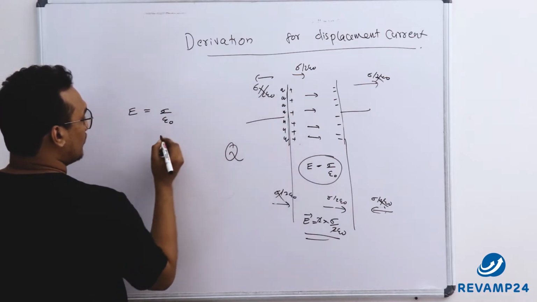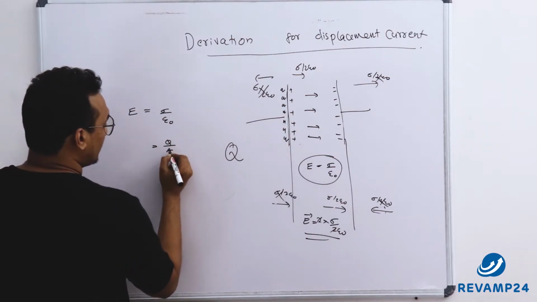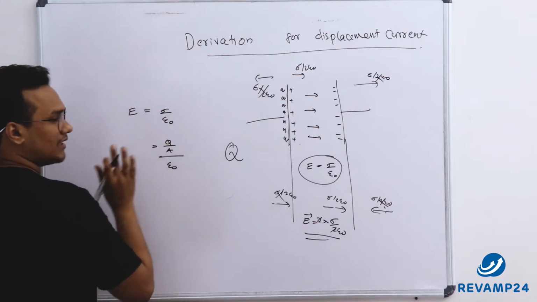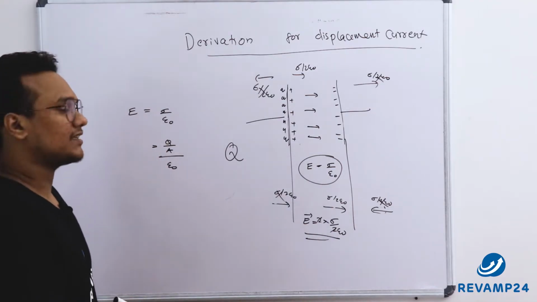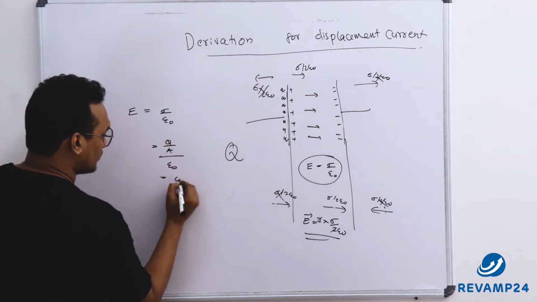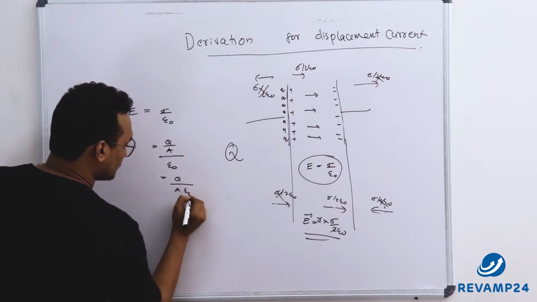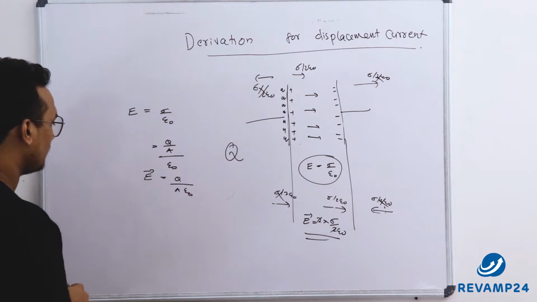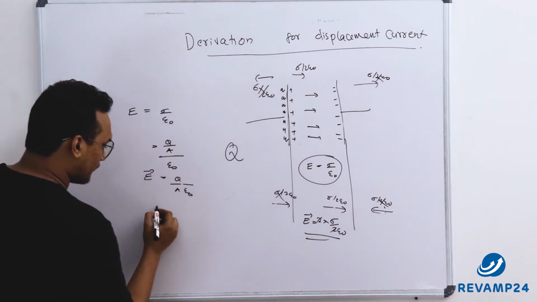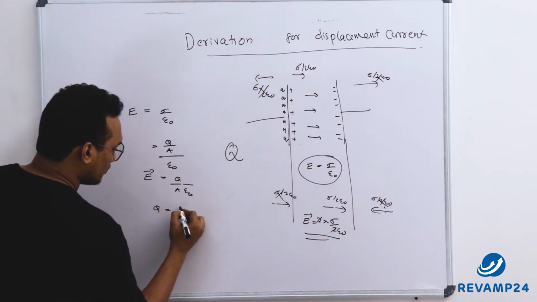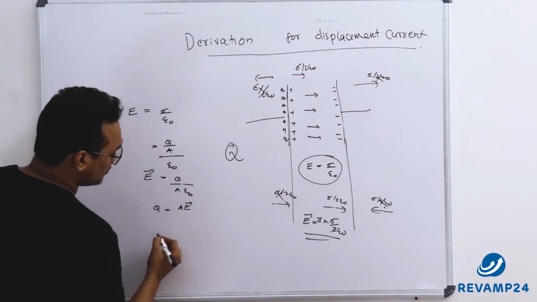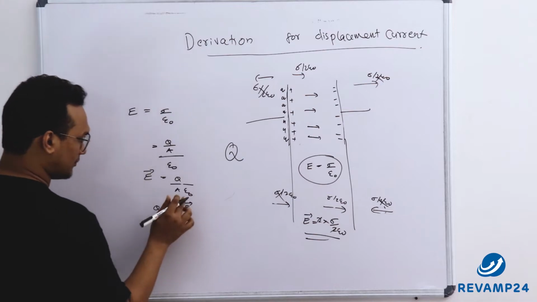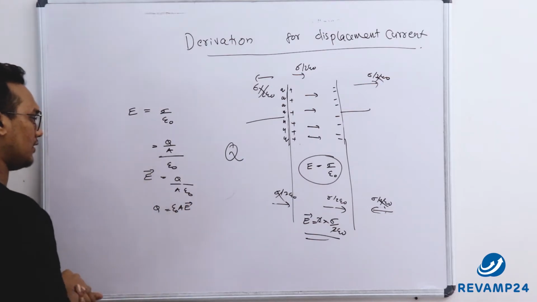Now, what is sigma? Sigma is nothing but surface charge density, charge per unit area. So the electric field is Q divided by A epsilon 0. Now get the value of Q. Q is equal to electric field into area into epsilon 0, so Q equals epsilon 0 A into electric field.